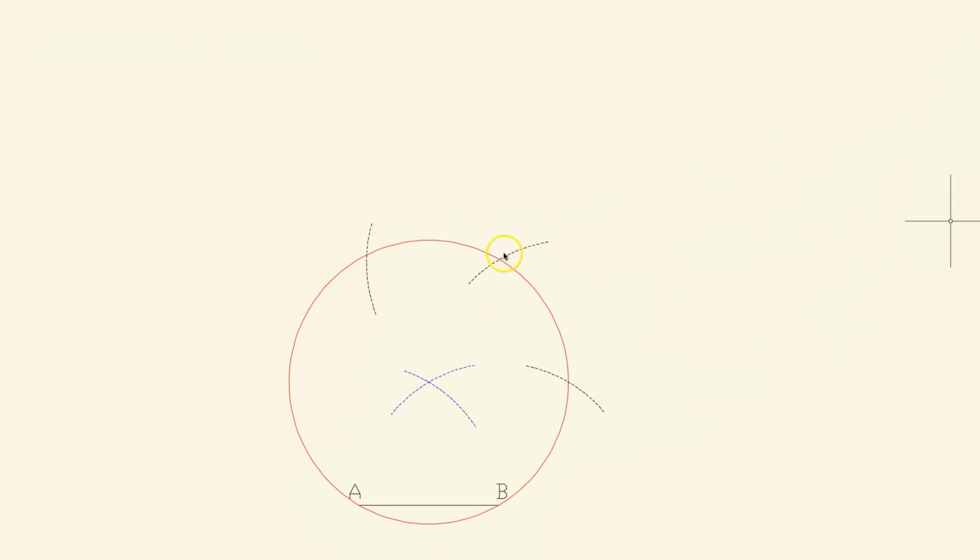Then for the next length you're doing the same thing again, and then you go around again, and finally all you do is you just join up these lines with your set square. Right?